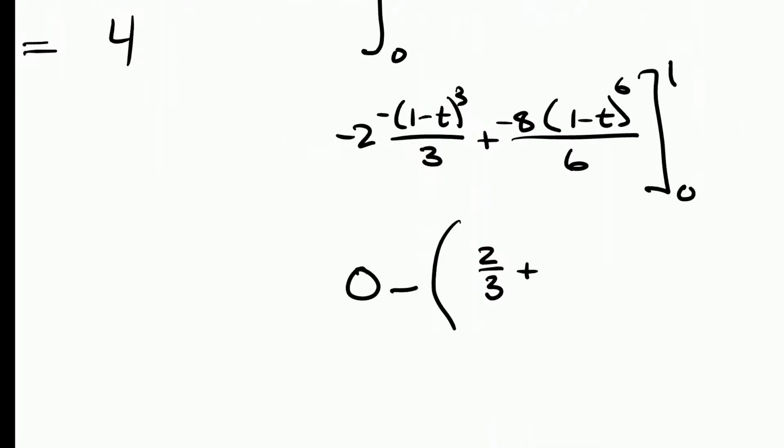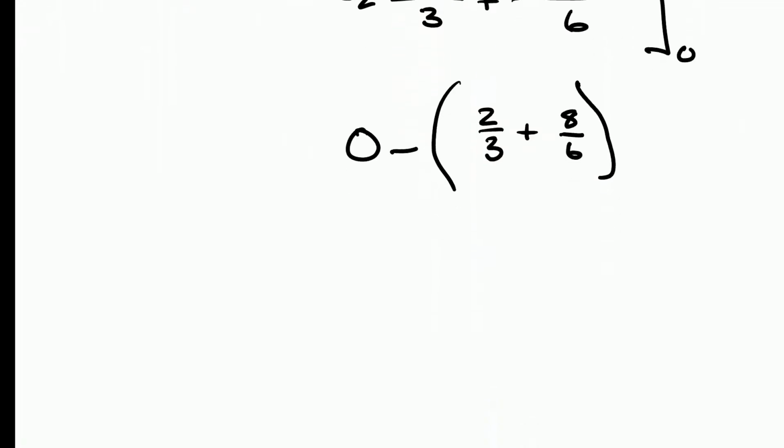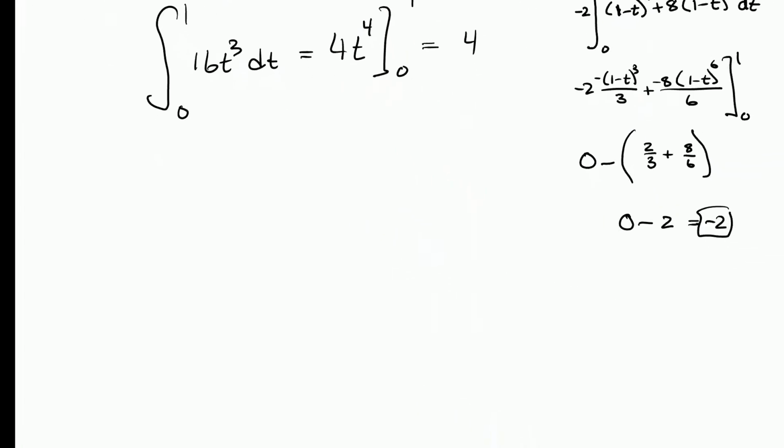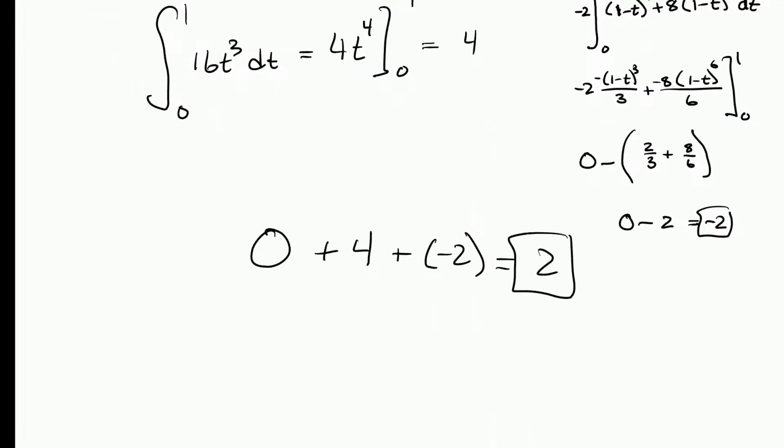Plus 8/6. I have that right? So 0 minus 2 plus 8/3. Sorry, 8/6 is 4/3, so this is just negative 2. Is that right? We're going to find out because we're going to do this using Green's theorem. So my total for all three, we had 0 for the first line, 4 for the second line, negative 2 for the third line. My total for the line integral is 2.